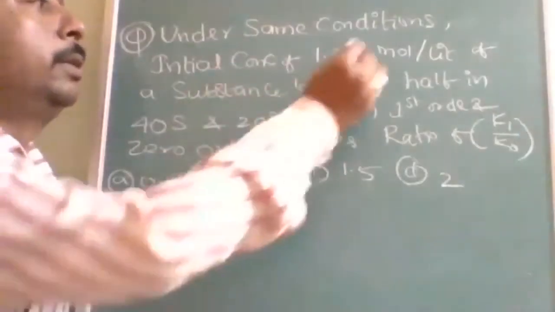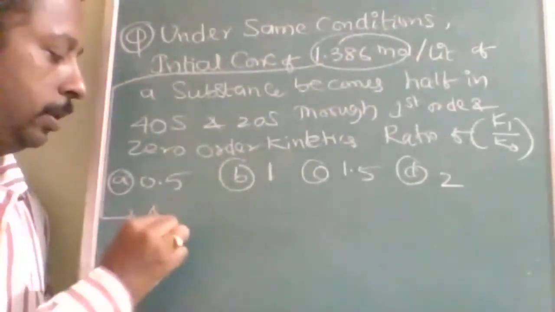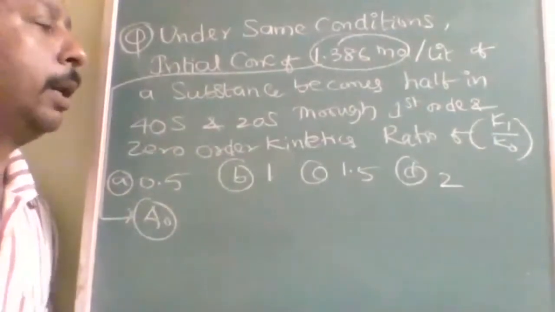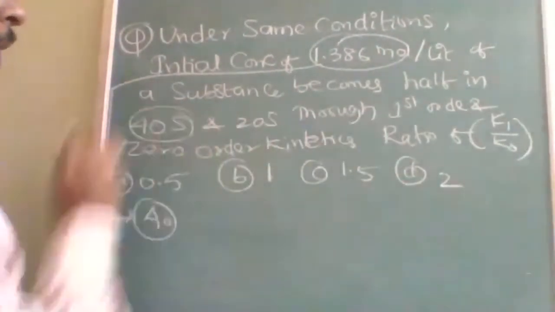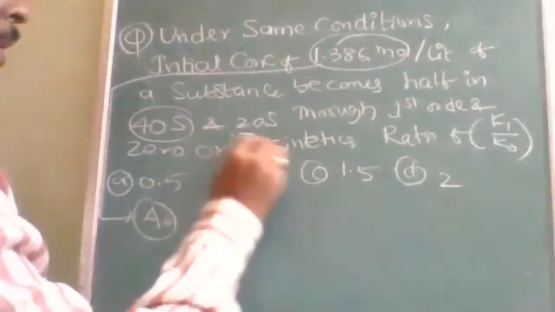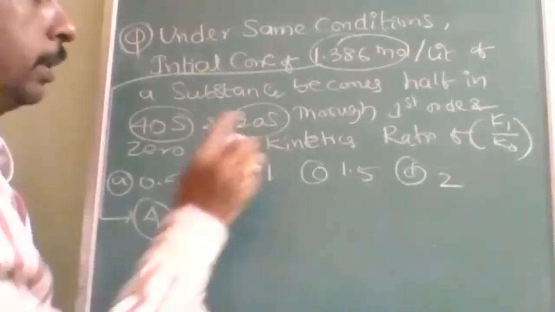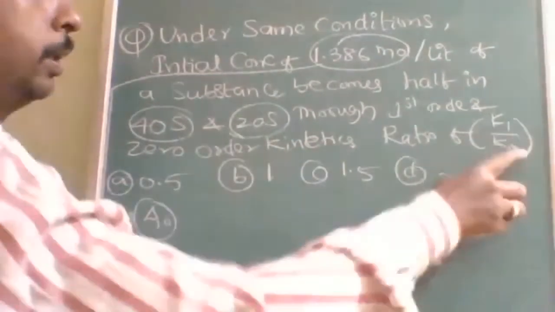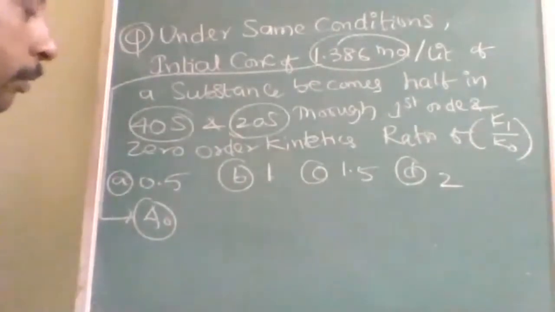Okay, in this question, under the same condition, this is A0. What is given? A0 is given. And half-life: when it is first order, half-life is 40 seconds, and for zero order, it is 20 seconds. That means the order changes, and half-life also changes. Then you have to find the ratio of rate constant of first order to rate constant of zero order.